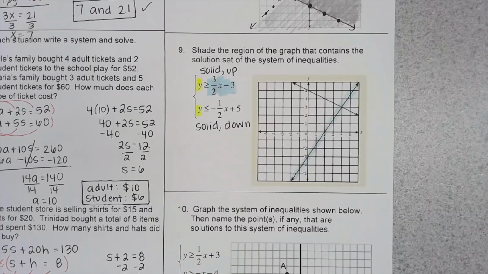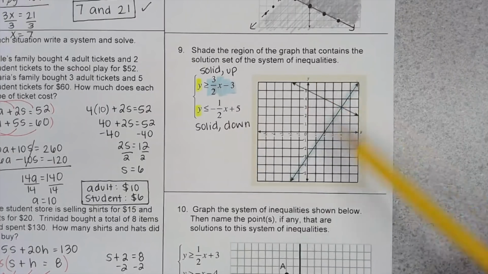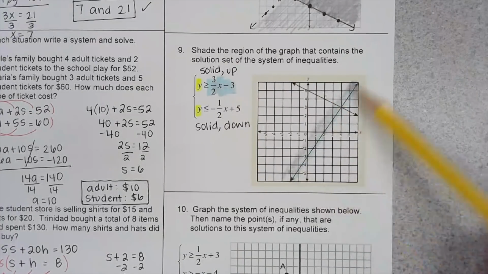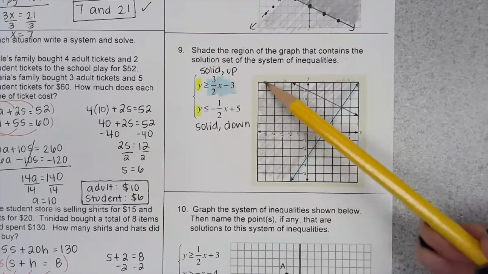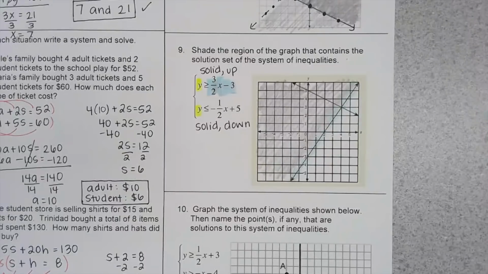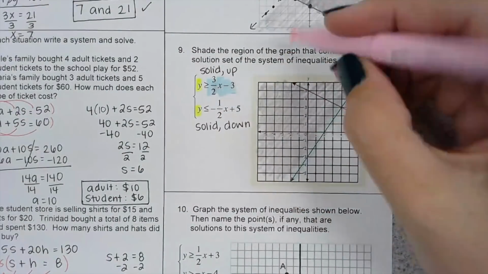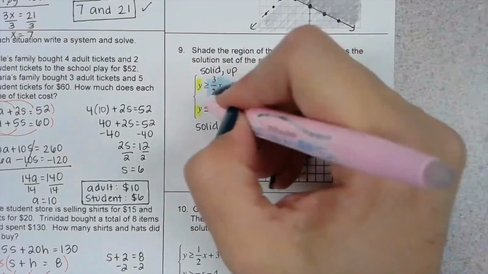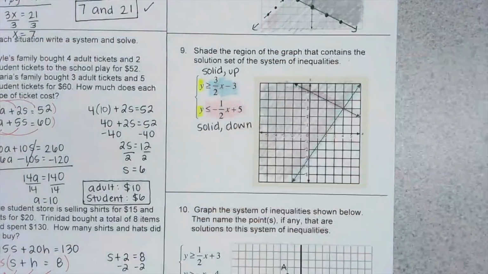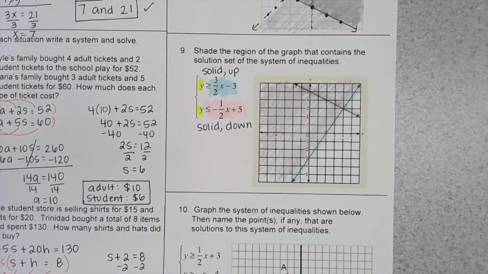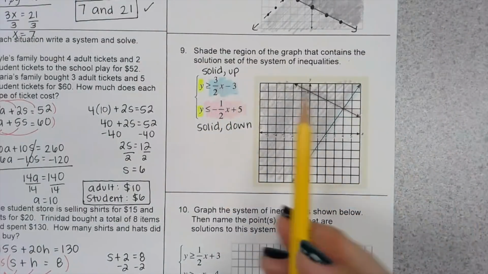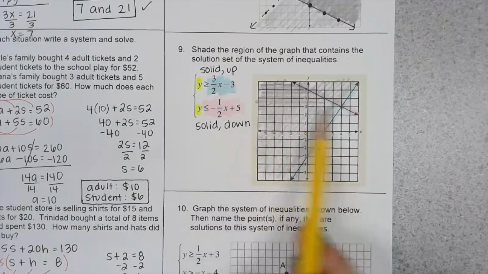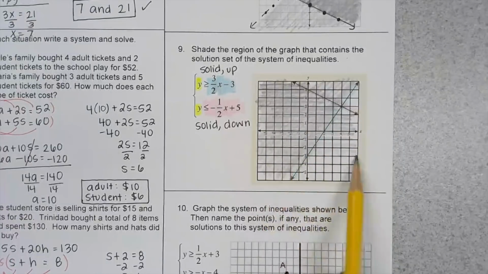So from that line, it says greater than or equal to. So I'm going to shade up from this line. So I would be shading this way. And then my second line has a negative slope, so that's this line over here that we're talking about. And that would be this line over here, y is less than or equal to negative 1/2 x plus 5. And from that line, it says that you're shading down from that line. So you would shade this way, below the pink line.